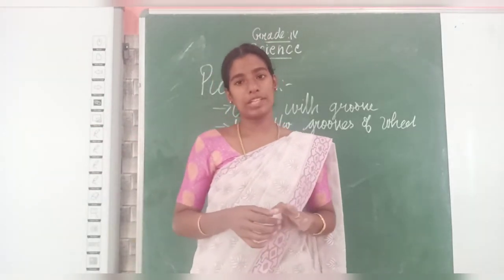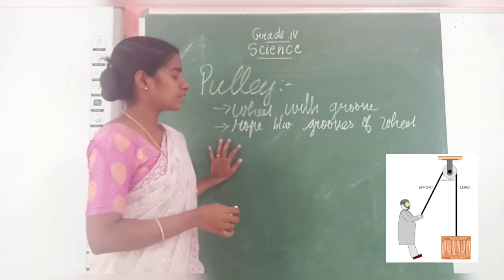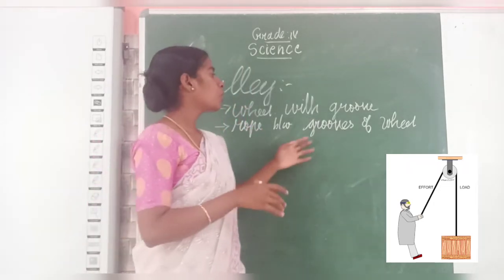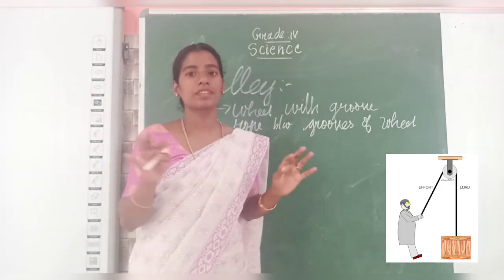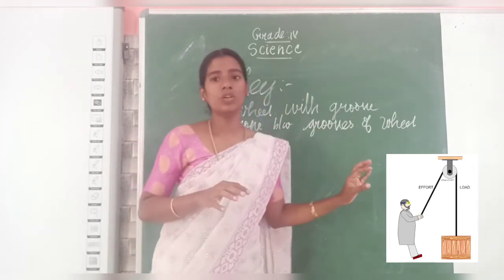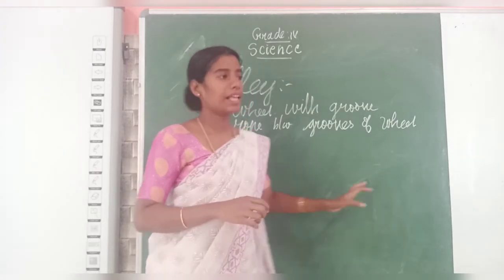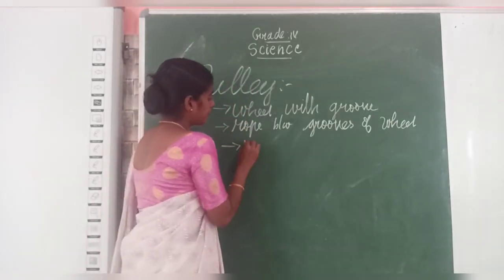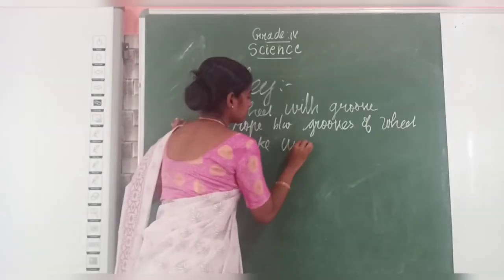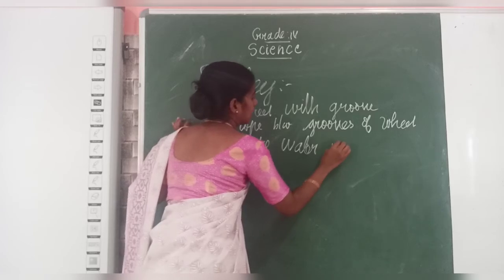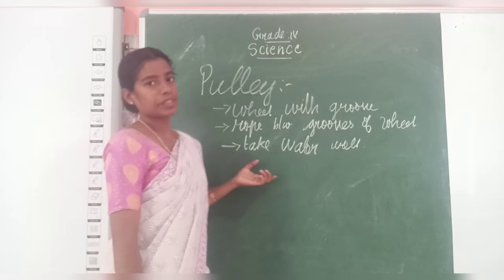Next one is pulley. Pulley is a wheel with a groove. There is a rope running between the grooves of the wheel. Example, we use pulleys to take water from a well. For this purpose we use this pulley.